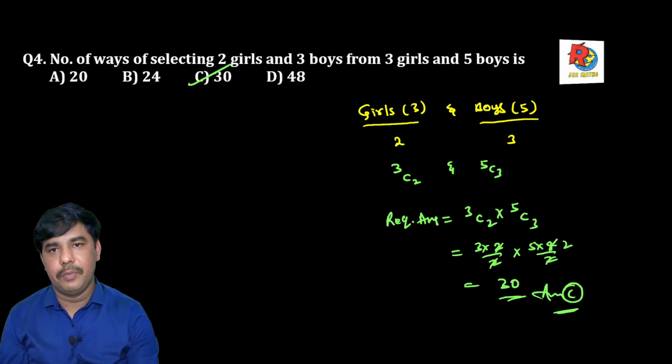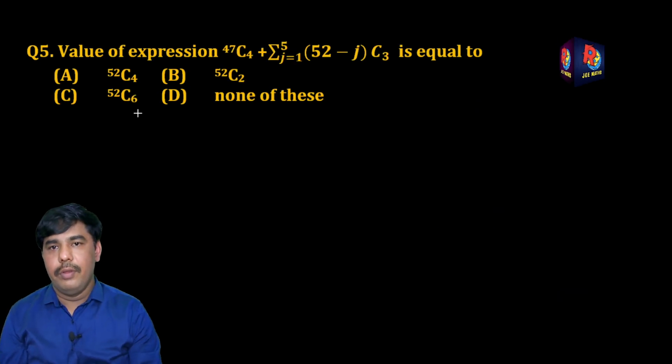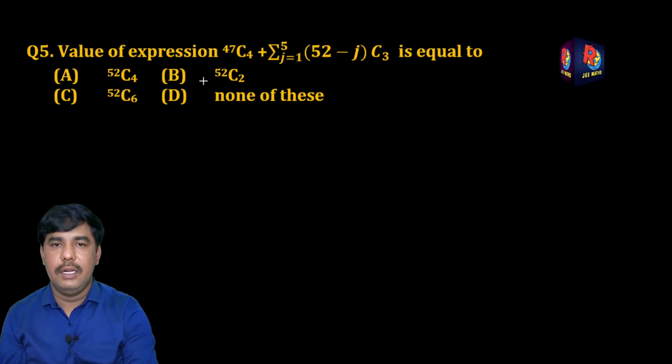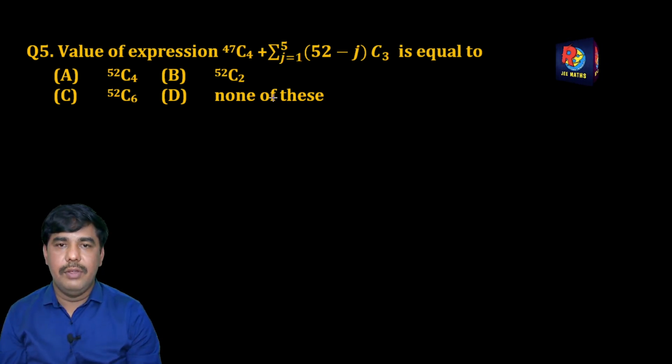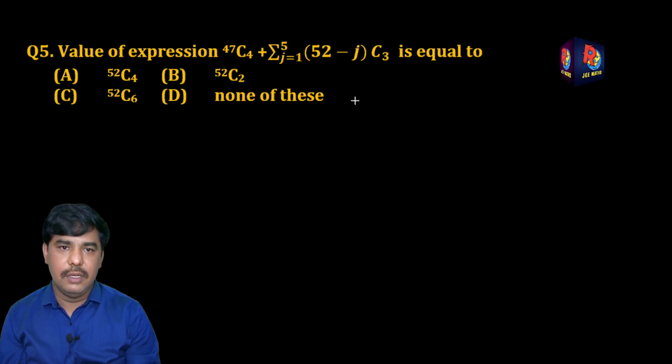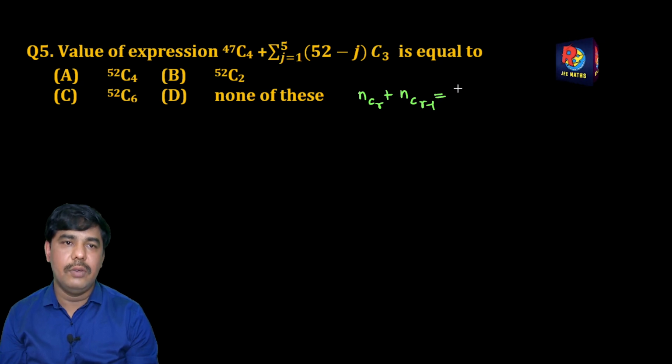Next, here you need to observe, here we need to use the NCR property. If you remember this formula, then it will be easy. Here you need to remember this property: NCR plus NCR minus 1 equal to N plus 1 CR. This property you need to remember.